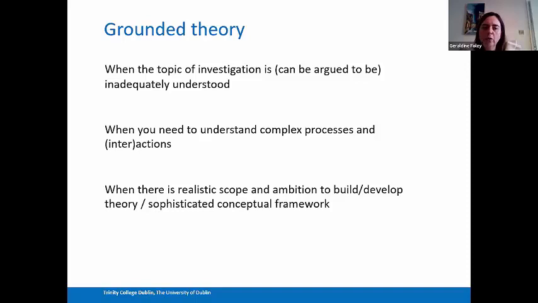It's very useful when you want to understand very complex processes and interactions, because grounded theory as a method is all about process, which means essentially how people are acting, interacting, and perceiving things in relation to the context that they're in. So grounded theory is coded for context and how people's behavior, experiences and perceptions change in different contexts, which are fluid in themselves. And also when there is realistic scope and ambition to build or develop theories.